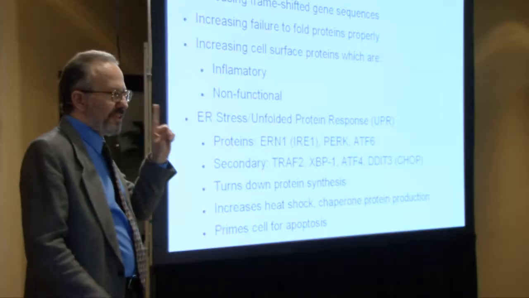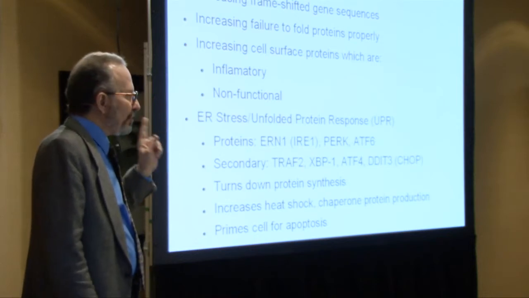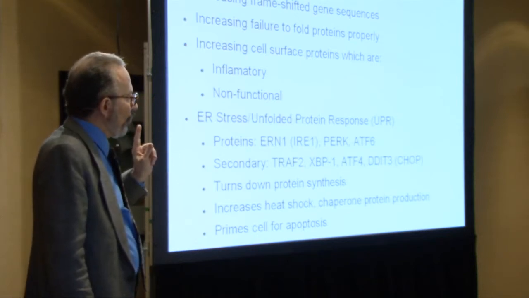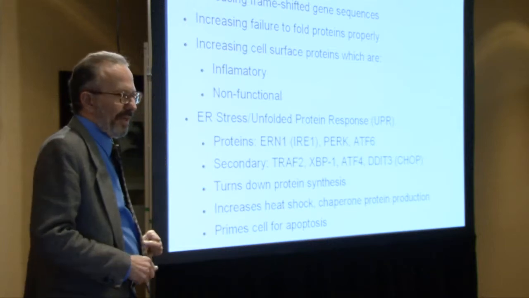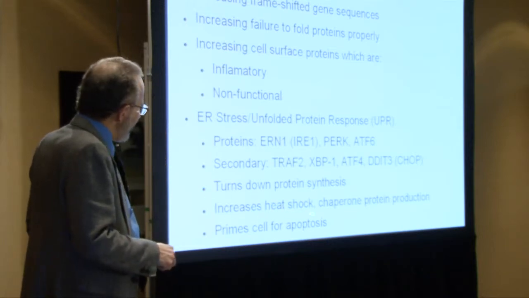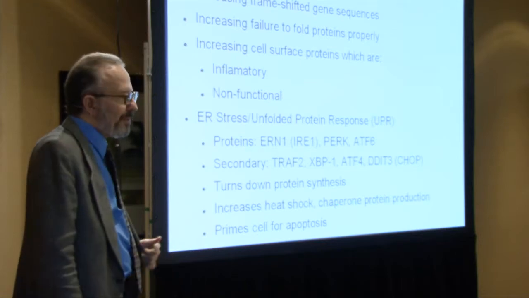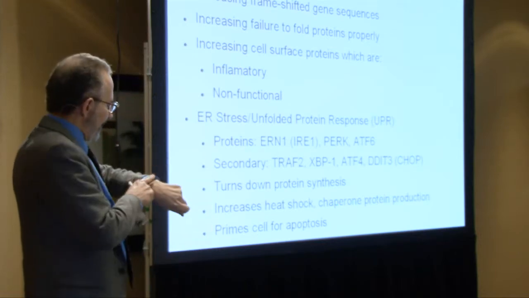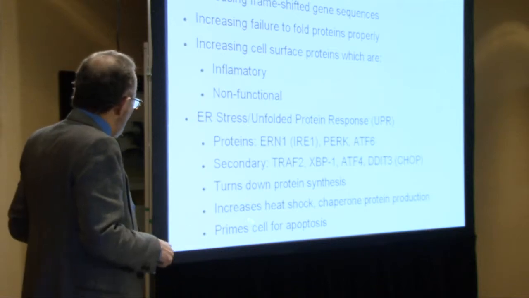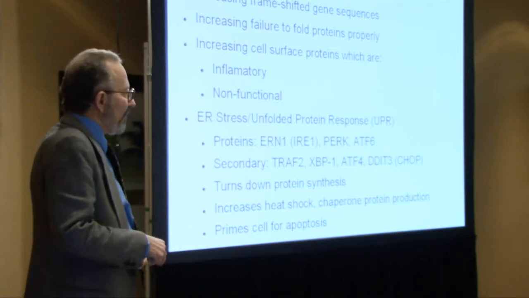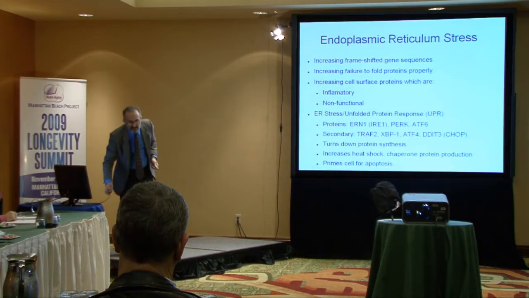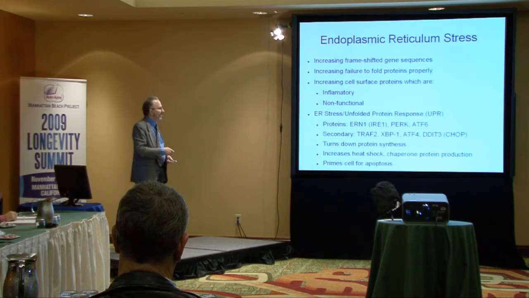So one, protein synthesis stops for most genes and waits until the stress response has gone away. Then it also increases the heat shock and chaperone protein production because maybe the endoplasmic reticulum hasn't got the capacity to do this. And then it primes the cell for apoptosis. This is critical. If you are shoving enough proteins through the ER that are trying to fold properly and don't, then the cell will ultimately commit suicide. And the reason for that is simple. Why should it be consuming energy synthesizing proteins that it can't do anything with?